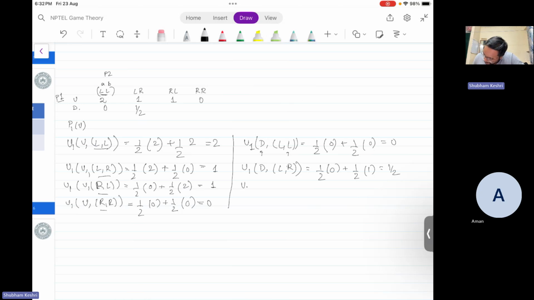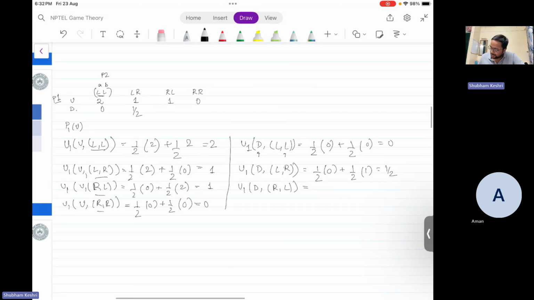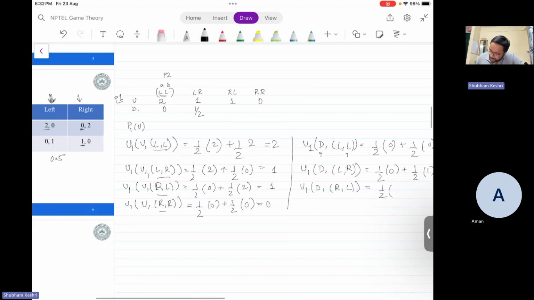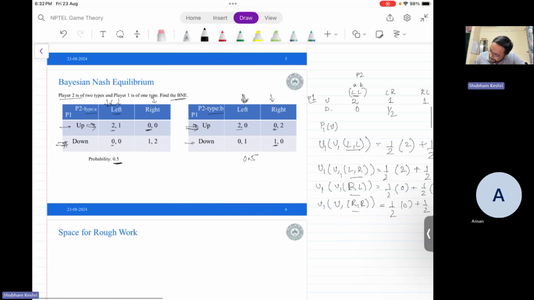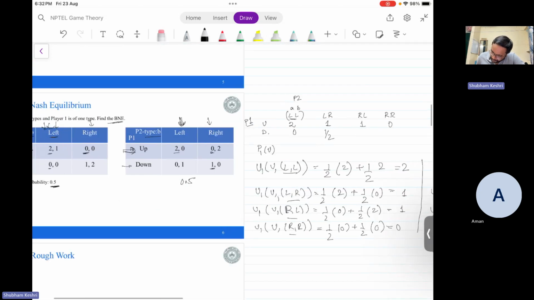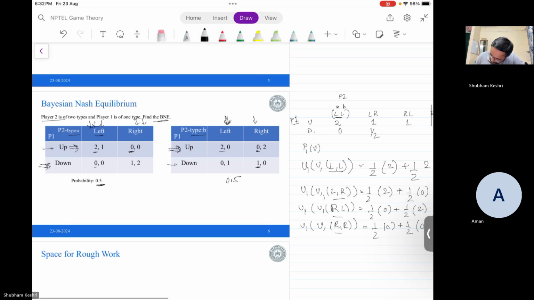Now again, we'll write utility of player 1 when he is playing down and the other player is playing R comma L. What does this mean? Player 2 of type A is playing R and player 2 of type B is playing left. So why am I reiterating this again and again? Because this is important. When the game becomes involved, you have to remember what we are doing. So half of the time, player 1 is playing down and player 2 is playing R, so his utility is 1.